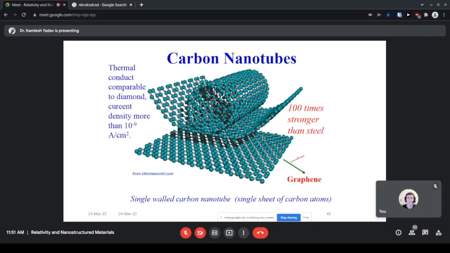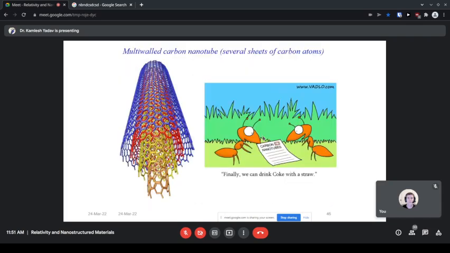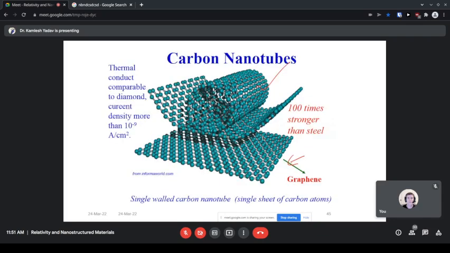As this is the graphene single layer, you can roll this graphene and obtain carbon nanotube. That will be also 100 times stronger than steel, and conductivity will be very high. The electrical conductivity will be very high, thermal conductivity will be very less. And this is single wall carbon nanotube because there is a single wall.